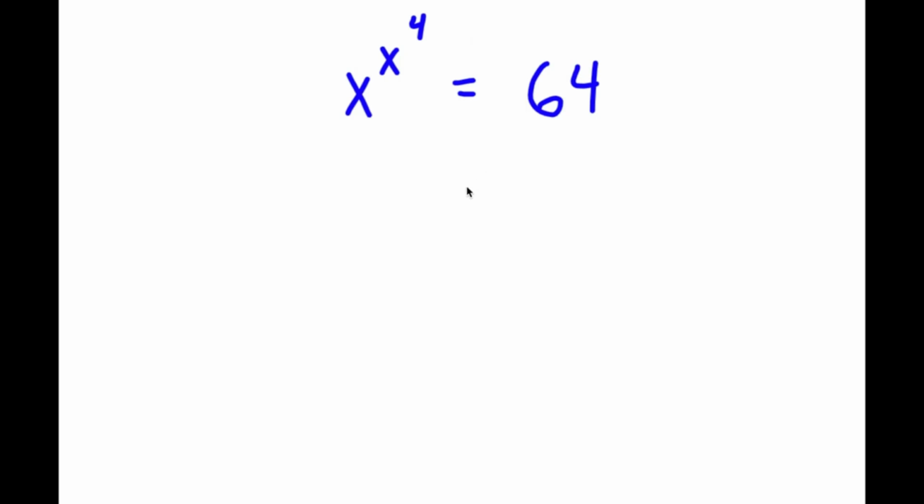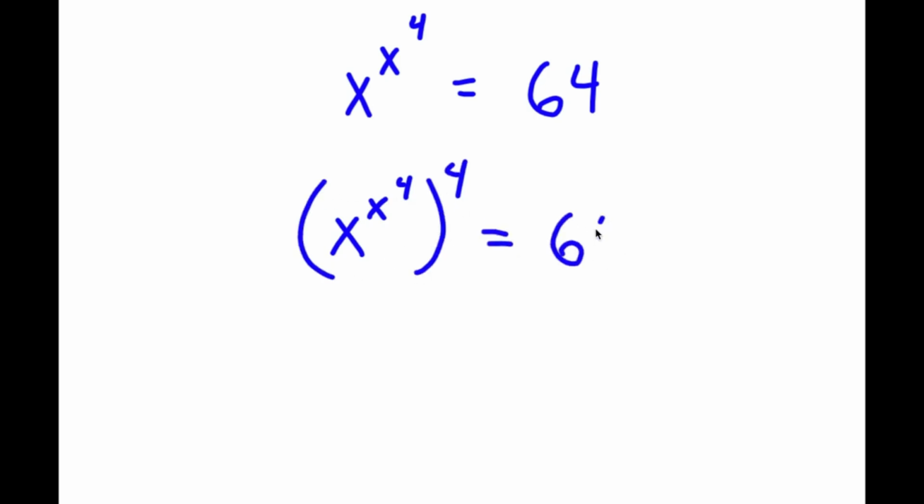Alright, so in this problem, I have x to the power of x to the power of 4 is equal to 64. So now the first thing I'm going to do is take the power of 4 on both sides. So now I have x to the power of x to the power of 4 to the power of 4 is equal to 64 to the power of 4.